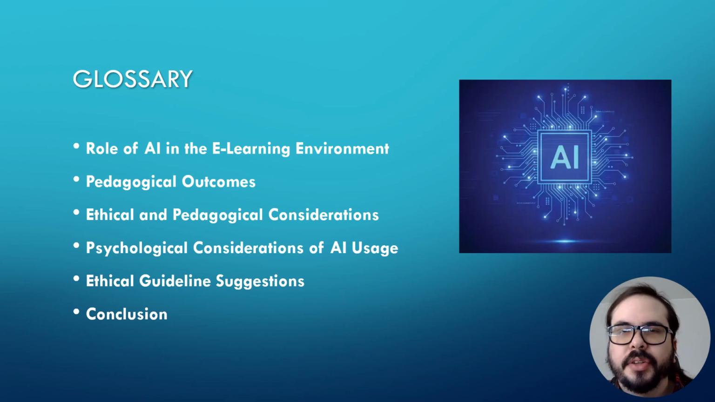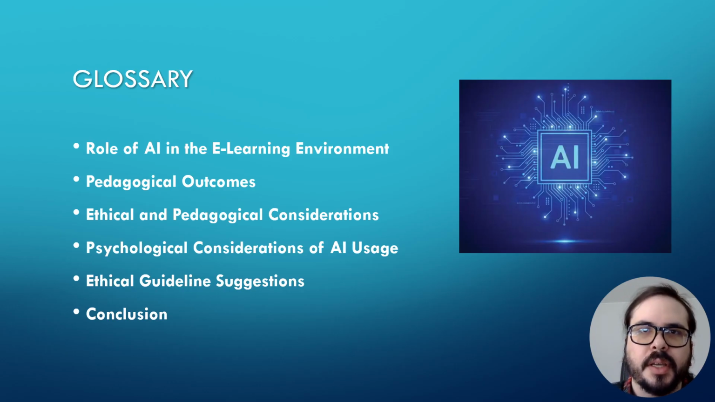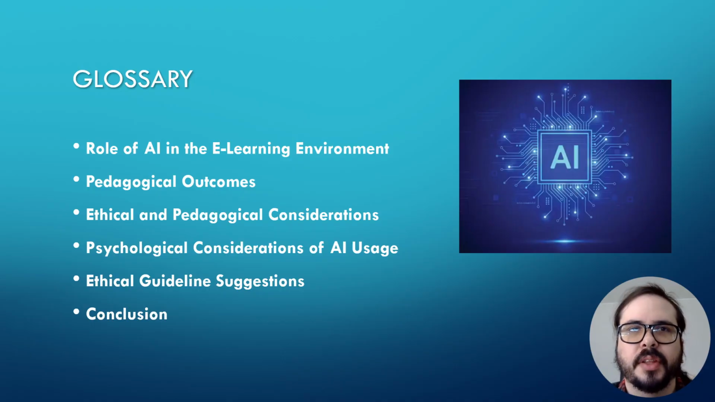Obviously, AI is very new, so there are a lot of unknowns, and there are already potentially damaging things that we've seen so far, even in short-term studies. Psychological considerations of AI usage as well. This is probably going to be one of the most important parts of this presentation, because I do think that there are some significant concerns there. There are also some ethical guidelines and suggestions we'll be going over.